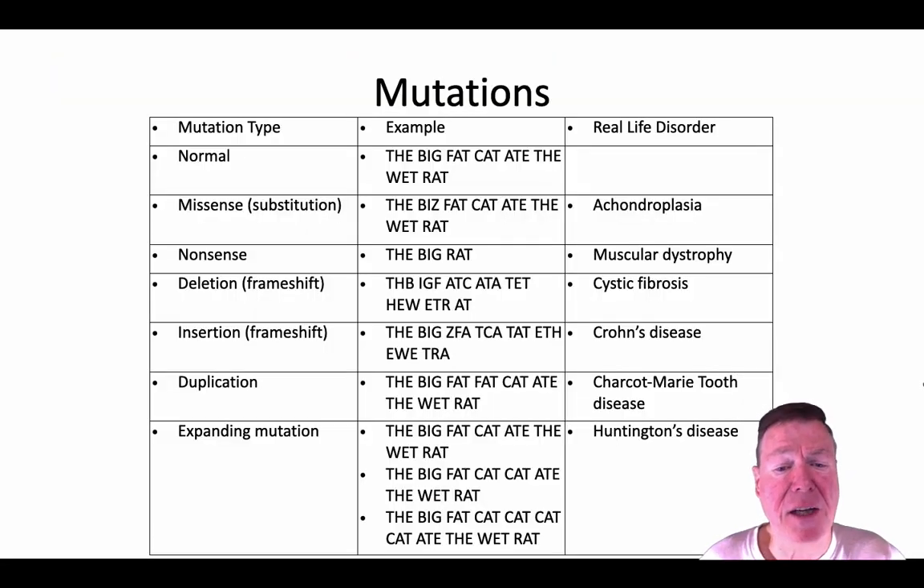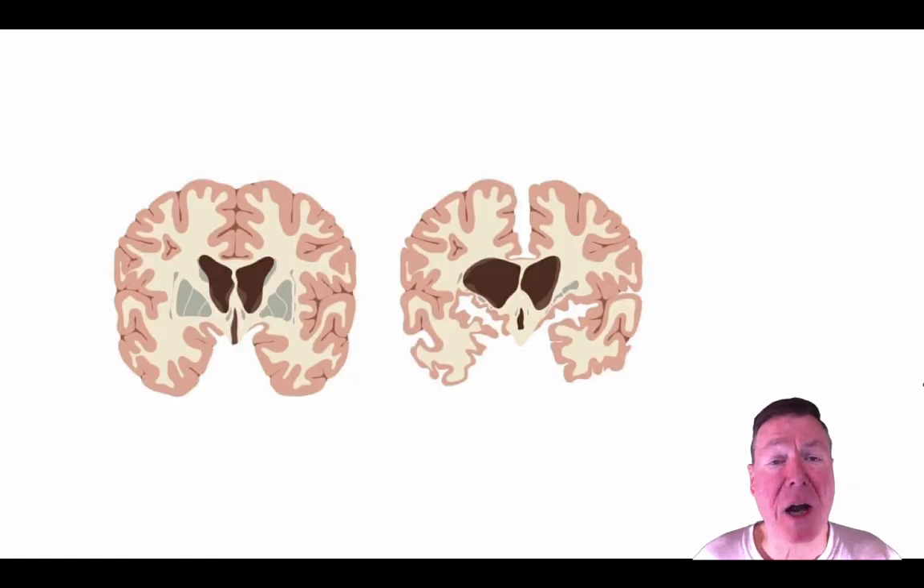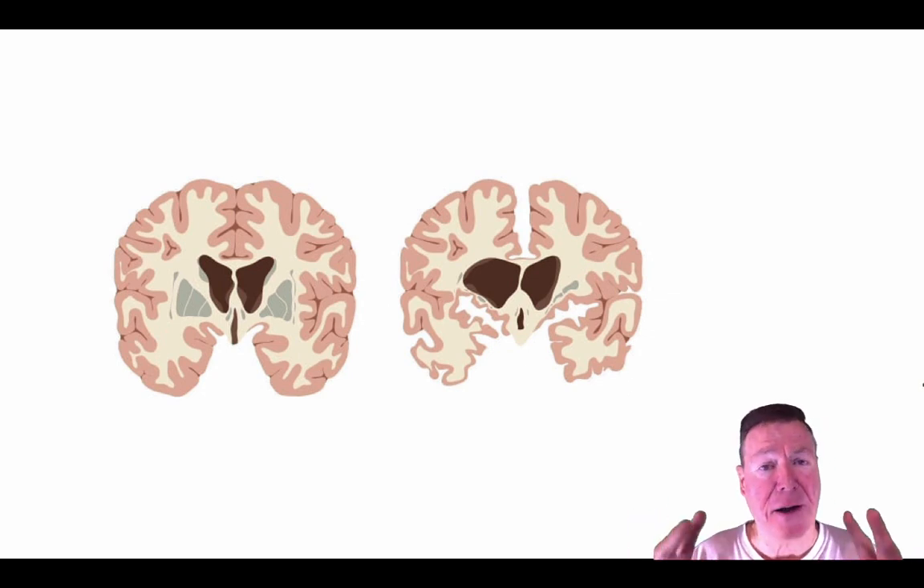And then finally, you have an expanding mutation where it just keeps repeating itself over and over again. And this is what occurs during replication of the DNA. The example is Huntington's disease. Huntington's disease is very rare. There are less than 200,000 people that are diagnosed with it in a year. And it causes your brain to atrophy.